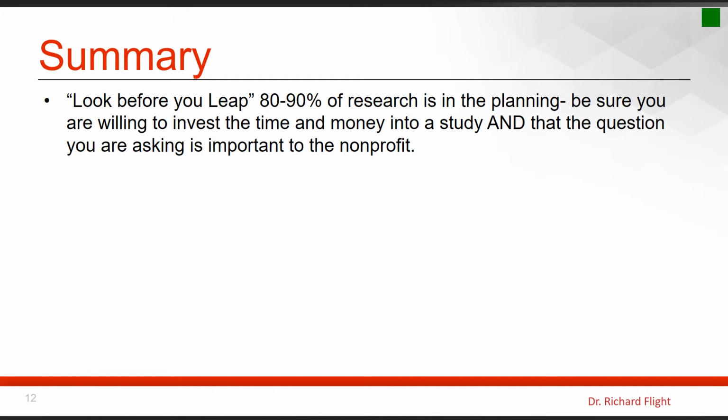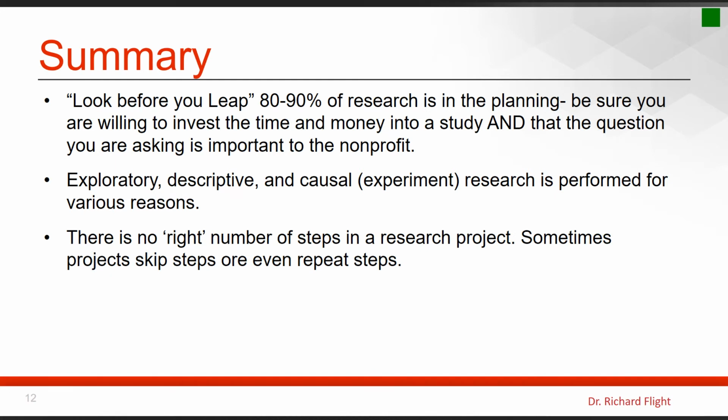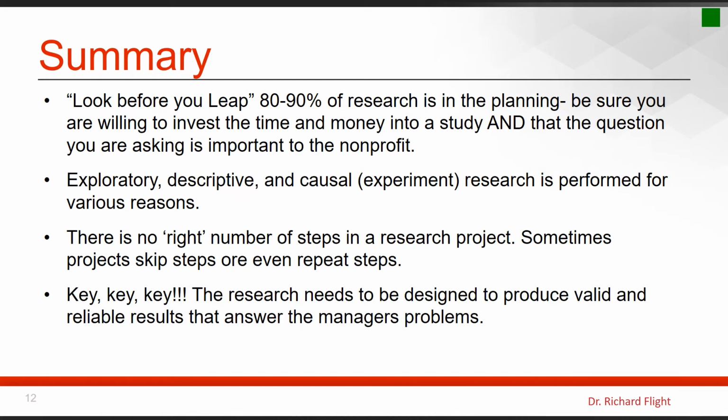So you have to be willing to invest the time and the money and the effort in the planning process to answer specific questions. Remember, there are exploratory, descriptive, and causal types of research when we think about research design. There's no right number of steps in a research project. Sometimes we skip steps, sometimes we repeat steps, sometimes you consolidate steps from 12 down to 5, for instance, and that makes things better, if that's the type of work that you're engaged in.